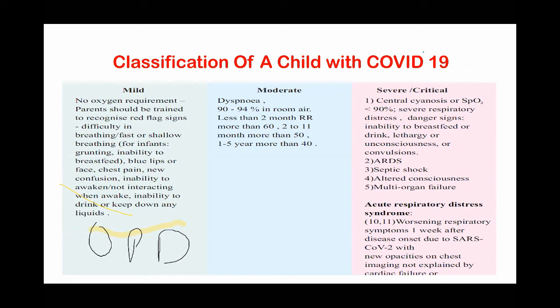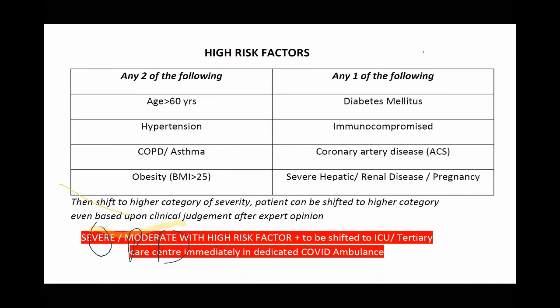You can develop ARDS, septic shock, altered consciousness, and multi-organ failure. The comorbid conditions are definitely more predominant in adults, but why am I talking about them? I'll tell you in the next slide. Basically, any two of the following: age more than 16 years, high blood pressure, COPD or asthma, obesity. Obesity has been identified as a very bad risk factor in COVID. And any one of the following: diabetes mellitus, immunocompromised states, coronary artery disease, hepatic or renal disease, or pregnancy.